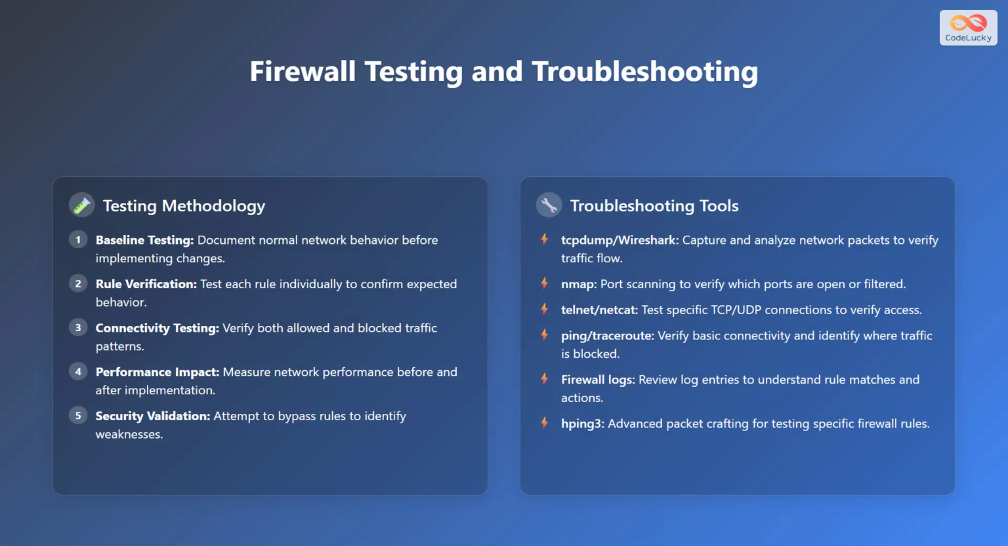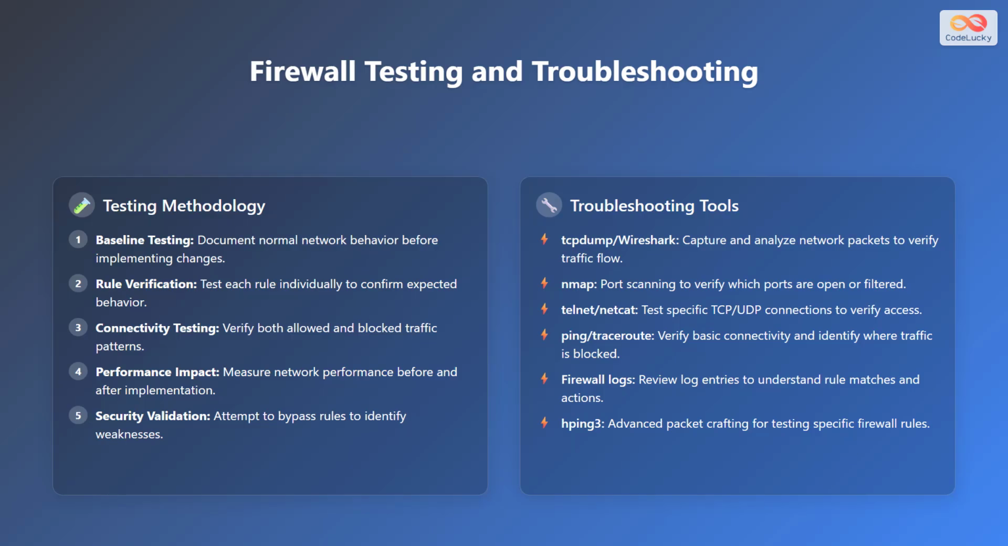Let's delve into firewall testing and troubleshooting. First, we'll set a testing methodology, consisting of the following. Baseline testing should document normal network behavior before implementing changes. Rule verification should test each rule individually to confirm expected behavior. Connectivity testing should verify both allowed and blocked traffic patterns. The performance impact should measure network performance before and after implementation, and security validation should attempt to bypass rules to identify weaknesses.